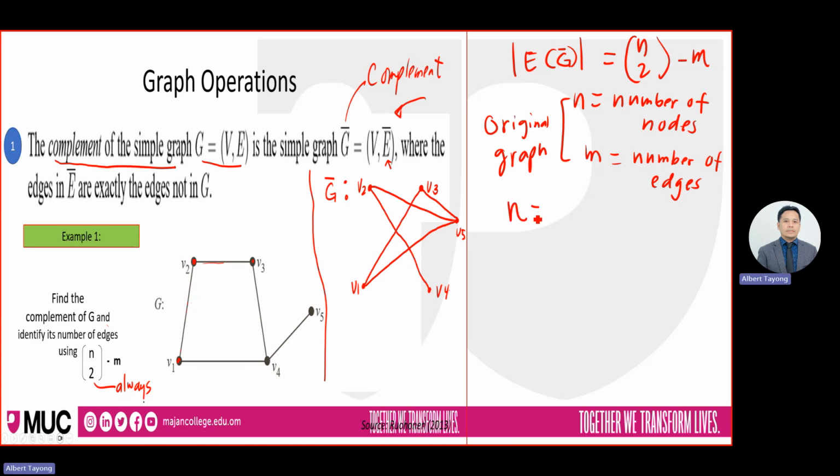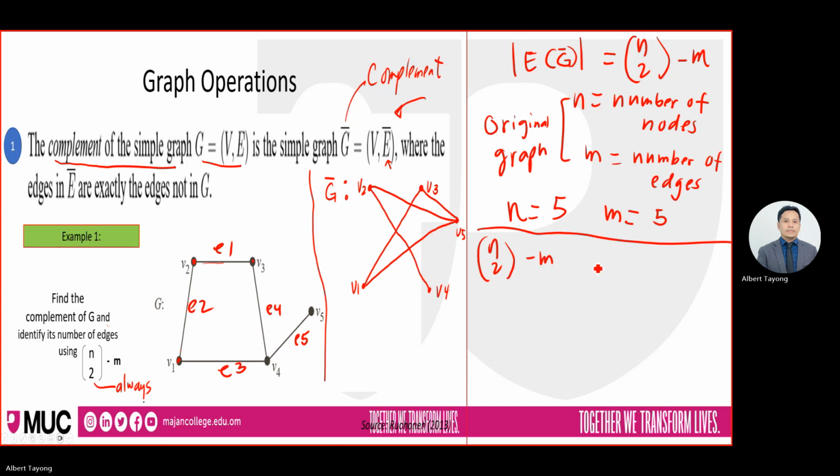This is the original graph, our G. So there our n is 5: 1, 2, 3, 4, 5. And our m is also 5. We have 5 edges. We have E1, E2, E3, E4, and E5. Okay, so now let's replace our variables. So this would be 5 choose 2 minus 5.